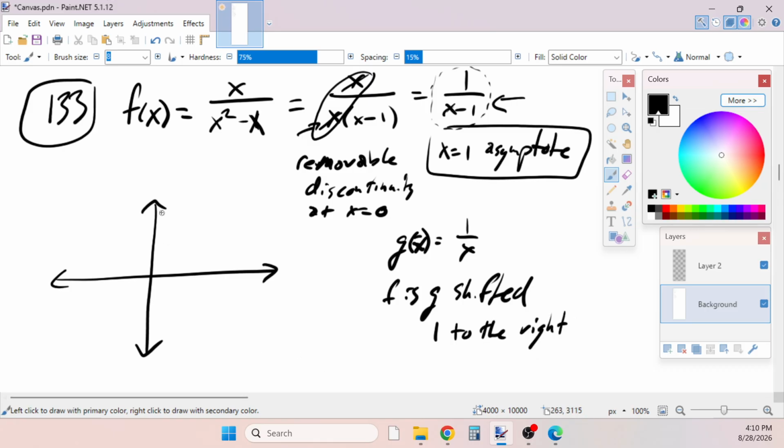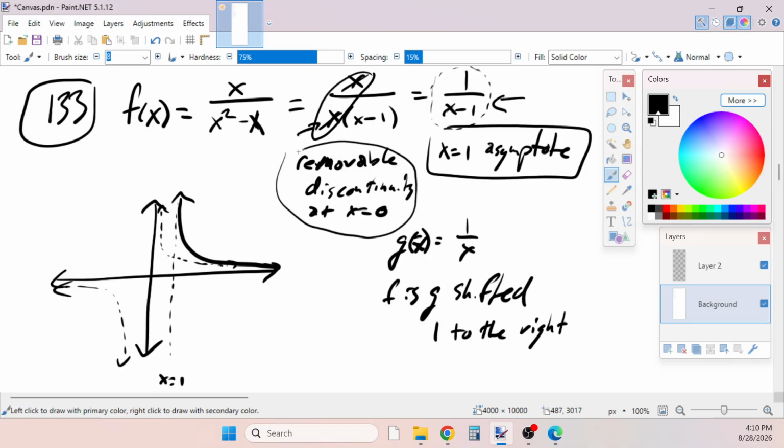So instead of having g's asymptote that looks like this, I'm going to shift 1 to the right. Here's my asymptote at x equals 1. And that's the only change made to this. Well, that's not entirely true, because we also have the discontinuity. But here is my shifted function.